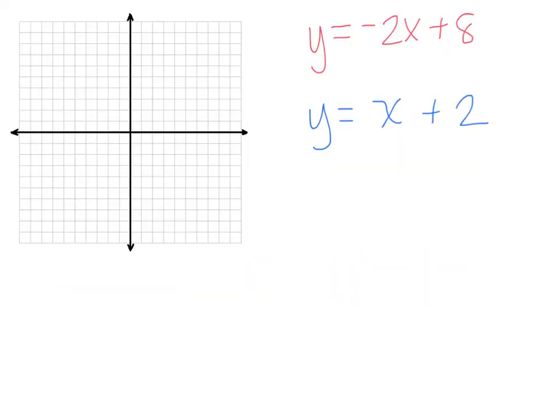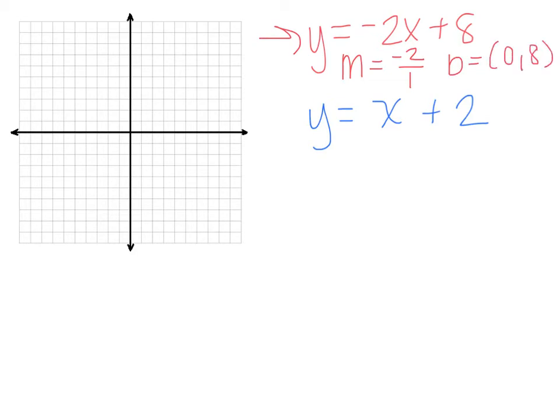So let's start with this system, y equals negative 2x plus 8 and y equals x plus 2. All I'm going to do is solve this, but I'm going to graph each of them. I'm going to start with this first one, and I'm going to do it in red. So my m, my slope, is negative 2 over 1. My b is 8, or 0, comma 8.